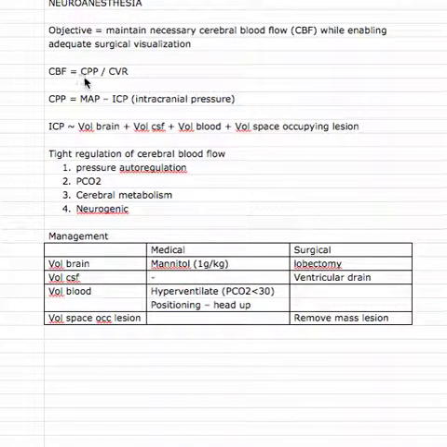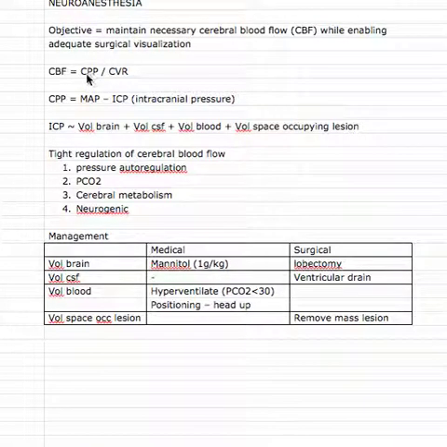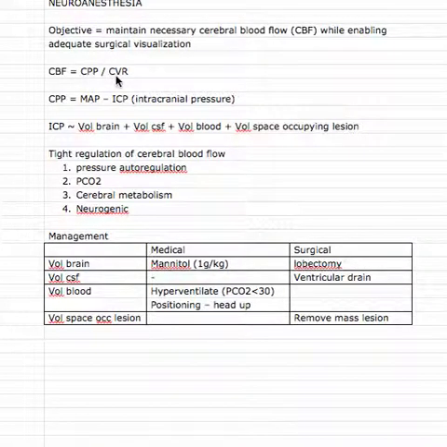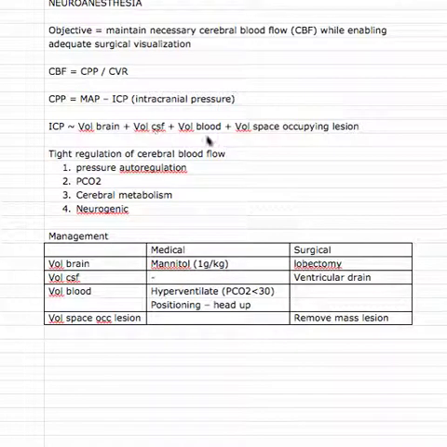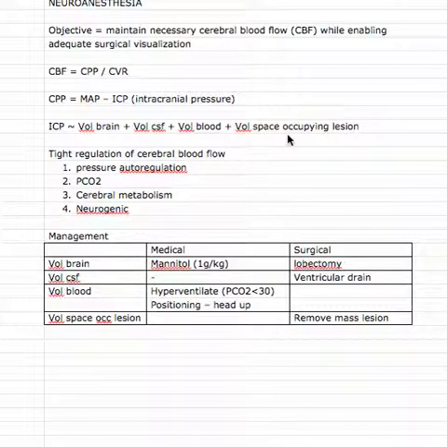blood flow. We know that that's equal to the cerebral perfusion pressure divided by the cerebrovascular resistance. Now that cerebral perfusion pressure is equal to the mean arterial pressure minus the intracranial pressure. That intracranial pressure is obviously related to what's inside the brain, or the volume of what's inside the skull. So the brain, the CSF, the blood, and any space-occupying lesion which might be present might be the reason why they're having neurosurgery in the first place.